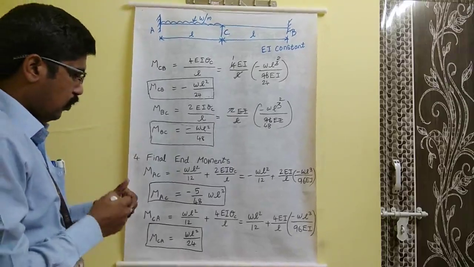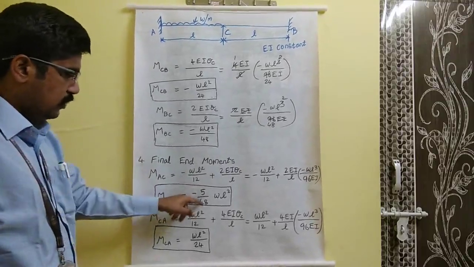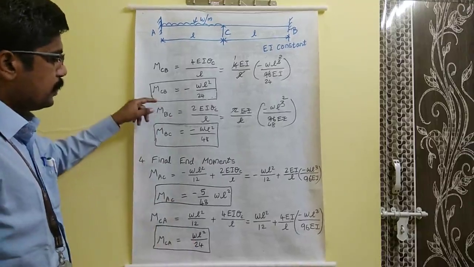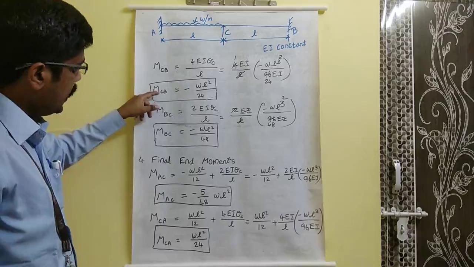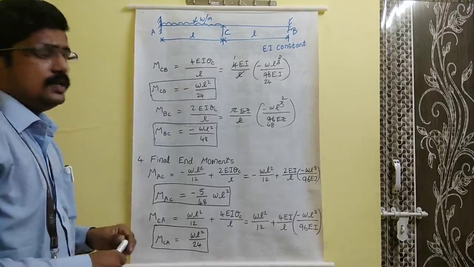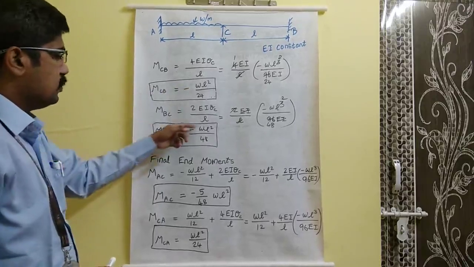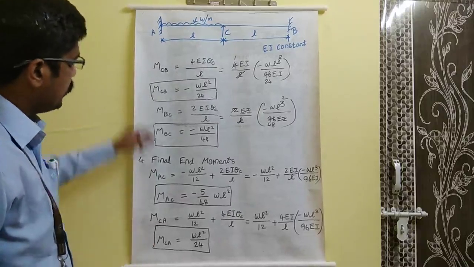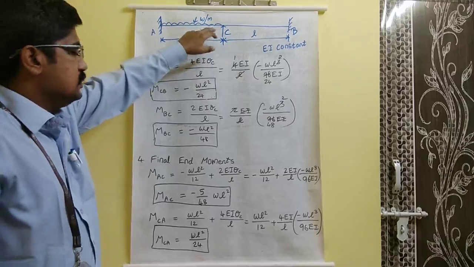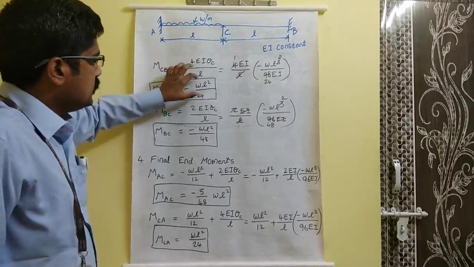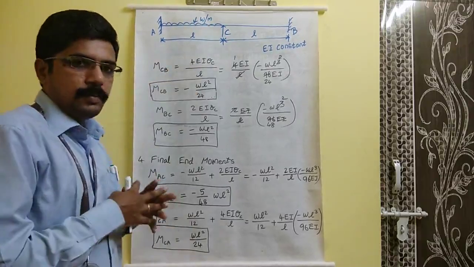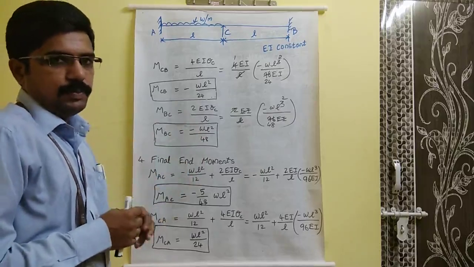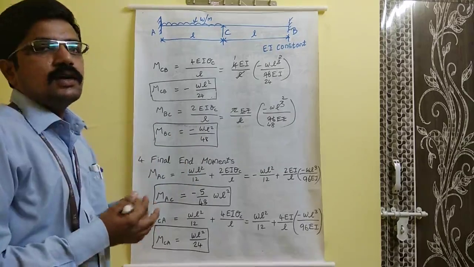So we got the four moments: MAC equal to minus 5 by 48 WL square, MCA equal to WL square by 24, MCB equal to minus WL square divided by 24, and MBC equal to minus WL square by 48. If you see the terms MCA and MCB at joint C, one is negative and one is positive, so if we club them together, it will become 0. So it satisfies the joint equilibrium condition. Next we need to find the shear force.